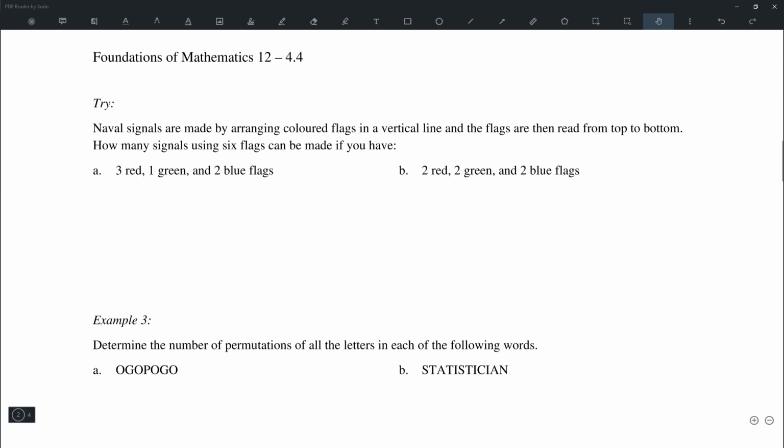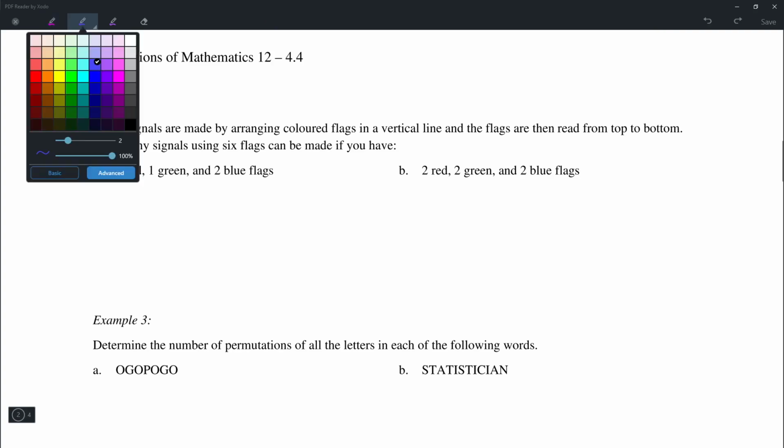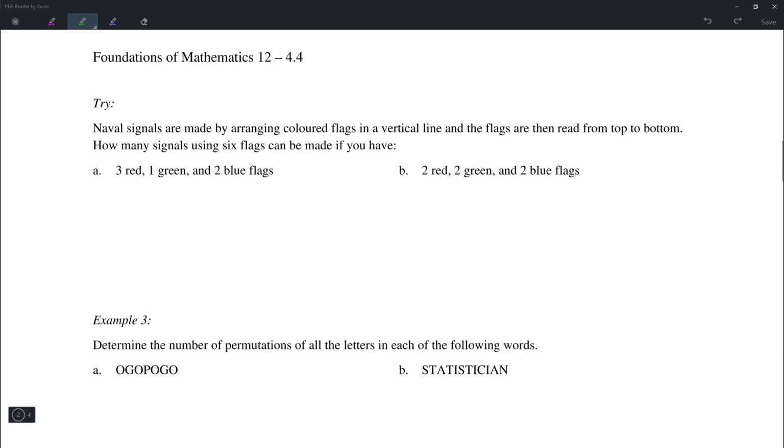Okay, next example is very similar. So we are arranging 6 flags of the given colors and looking at how many arrangements there are. So in the first case, we have 3 red, 1 green, and 2 blue. And so we have 6 factorial in the numerator. And then we have 3 factorial times 1 factorial times 2 factorial in the denominator. And this is just like the example that we just saw. So once again, the answer is going to be 60.